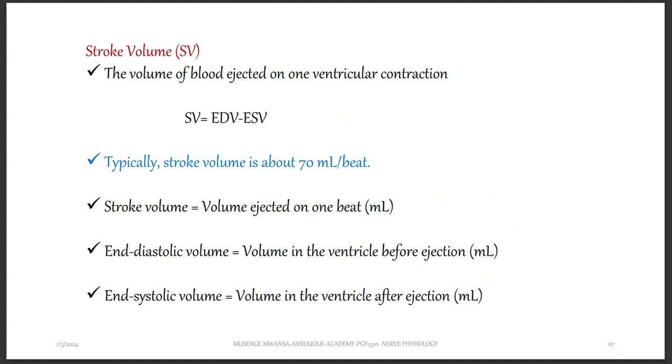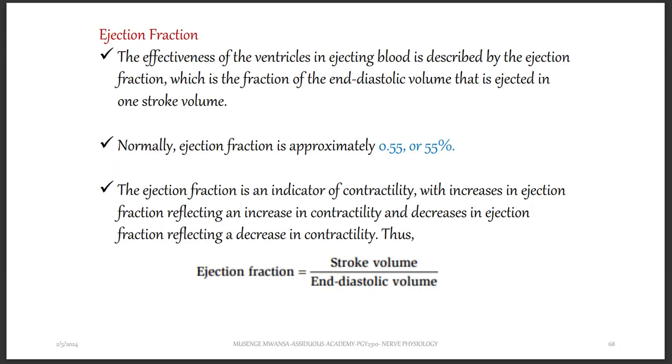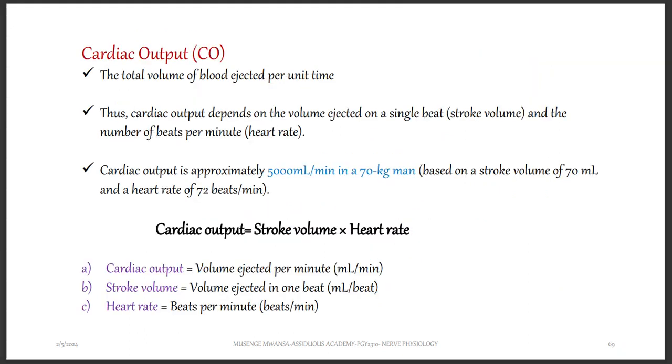So stroke volume is just the volume ejected on one heartbeat, and it's mostly 70 mL per heartbeat. That's how much blood is ejected. Ejection fraction is given by the stroke volume over end diastolic volume. So what we're talking about is the volume that has been ejected divided by the volume that was in the heart when the heart was relaxed. That will give you the percentage of blood that has moved out of the heart. And then cardiac output is just stroke volume times heart rate.